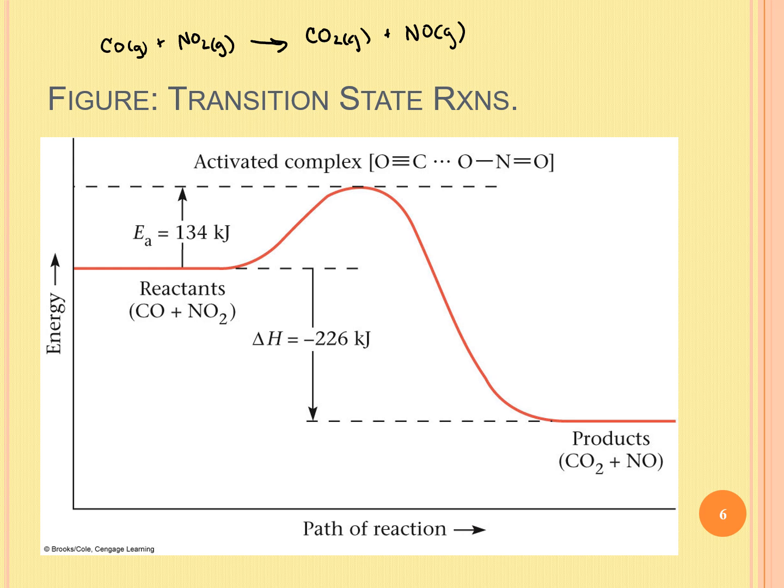Notice that if they collide and have a certain amount of energy, and they come up here and stop here, then they're just going to roll right back down the hill and stay as reactants. They need to have at least the energy that's given here. And so EA, that's our activation energy.